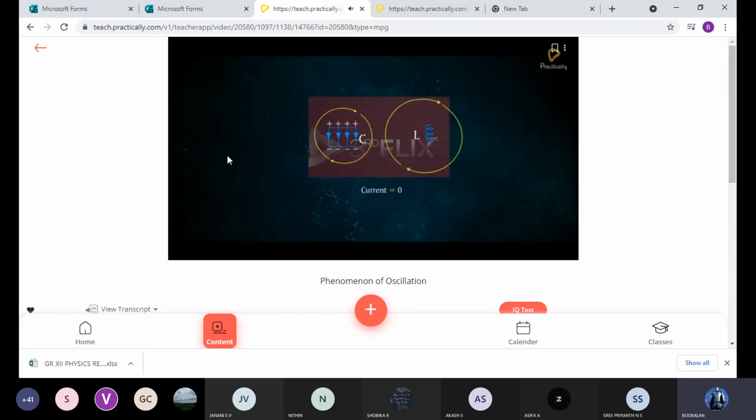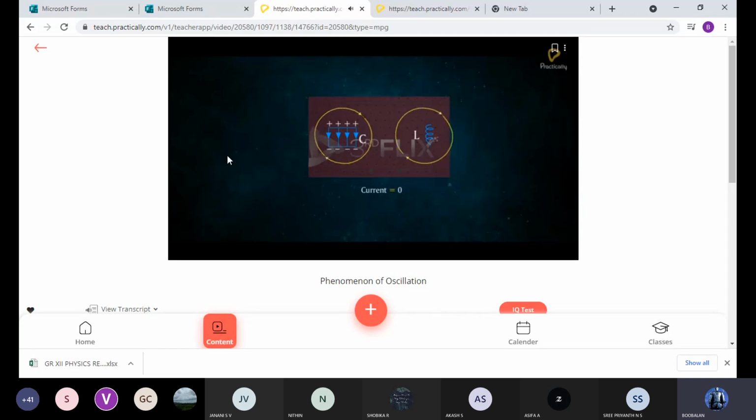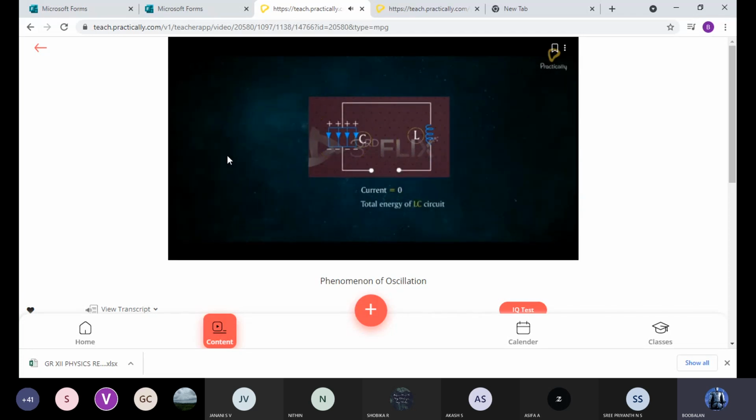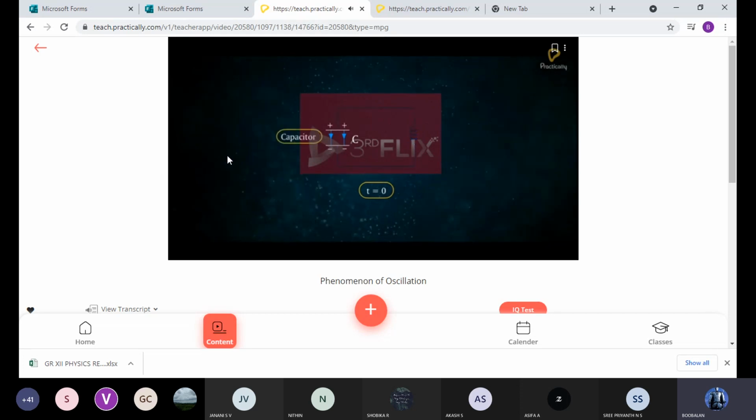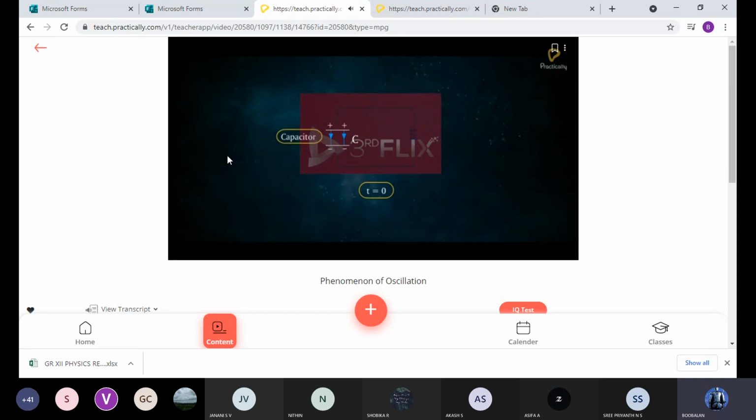Since there is no current in the circuit, the energy in the inductor is zero. The total energy of the LC circuit is given by U is equal to UE, is equal to half Qm square by C. At t is equal to 0, the switch is closed and the capacitor starts to discharge. Current increases to set up the magnetic field.